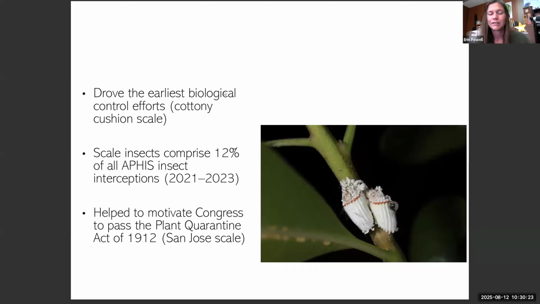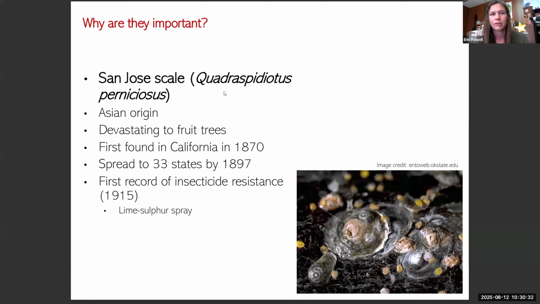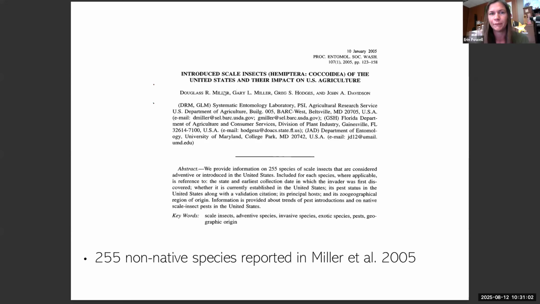And scale insects helped to motivate Congress to pass the Plant Quarantine Act of 1912 because of the introduction of the San Jose scale. San Jose scale came over from Asia and it absolutely devastated fruit trees in California in the late 1800s and very rapidly spread across the United States. It was also one of the first records of insecticide resistance. They were spraying it with a lime sulfur spray and it was just surviving and doing great. So this was an interesting example of how it motivated a lot of our phytosanitary regulations. Scale insects were the reason behind them because of how devastating they've been.